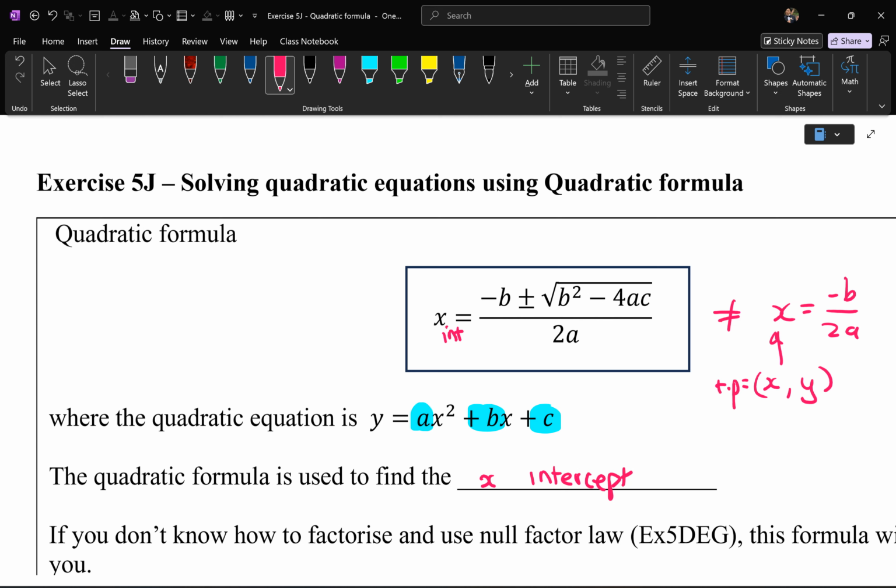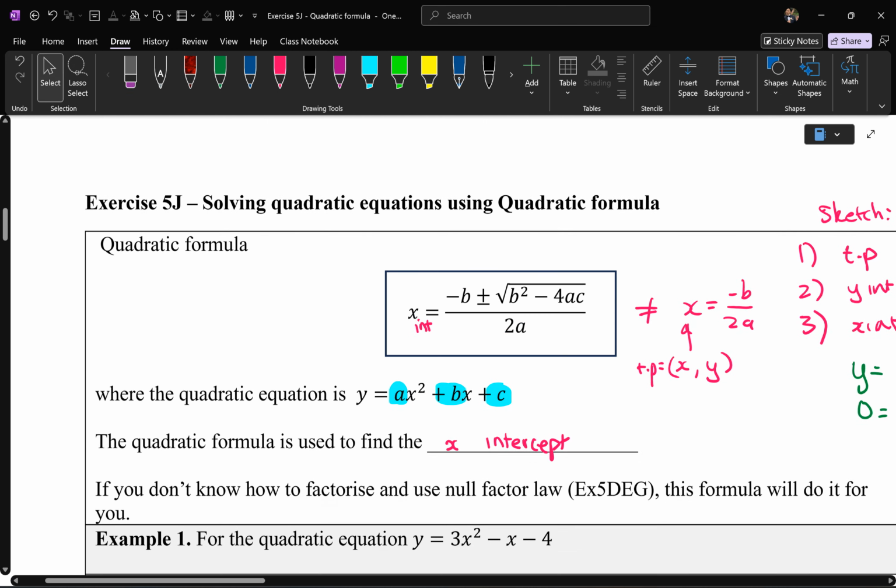So even if you can't factorize, if you're in a test condition and you're fumbling, you forget the cross method, you can't do completing the square, then at least you've got a formula that solves the x-intercept and you can still sketch this graph, get 3 out of 3 marks. Yeah?